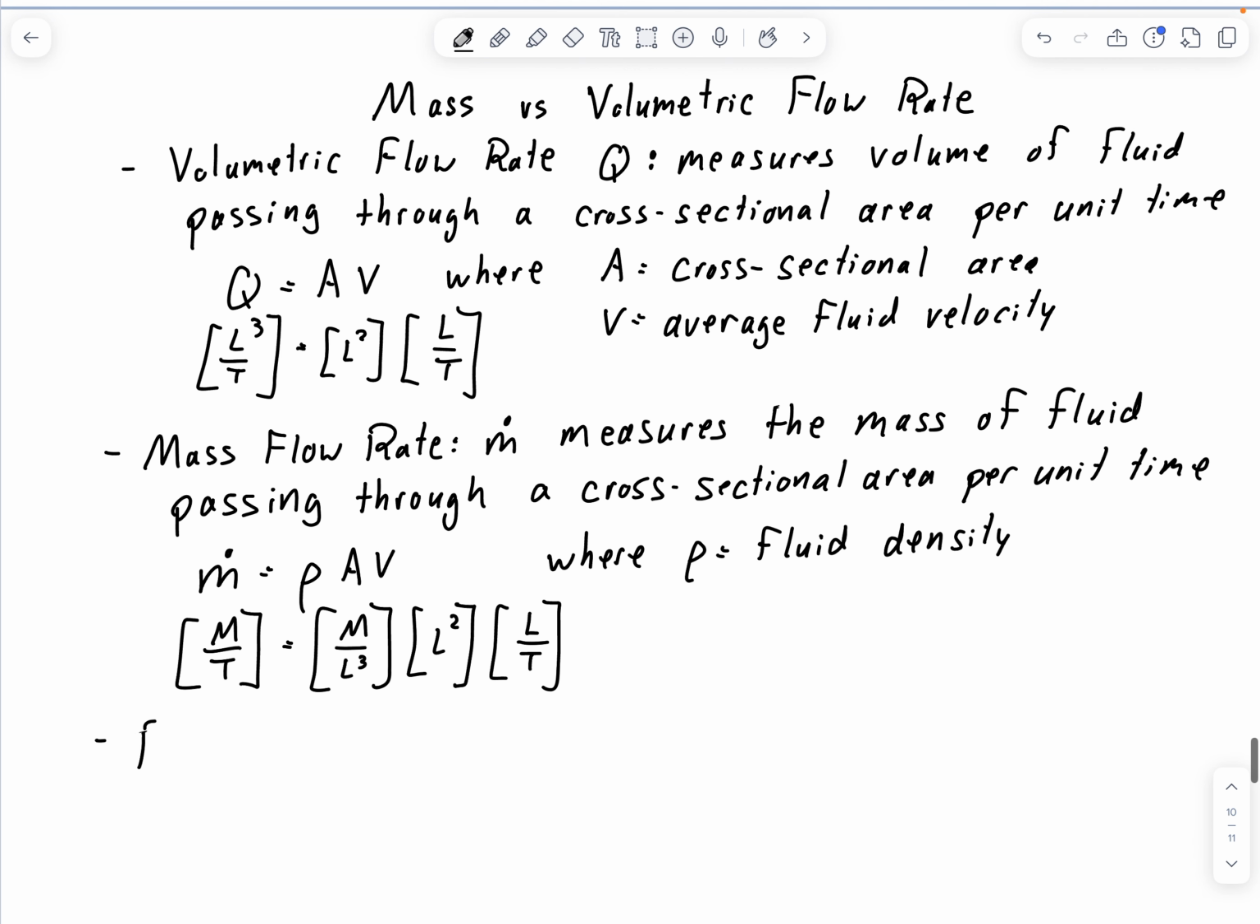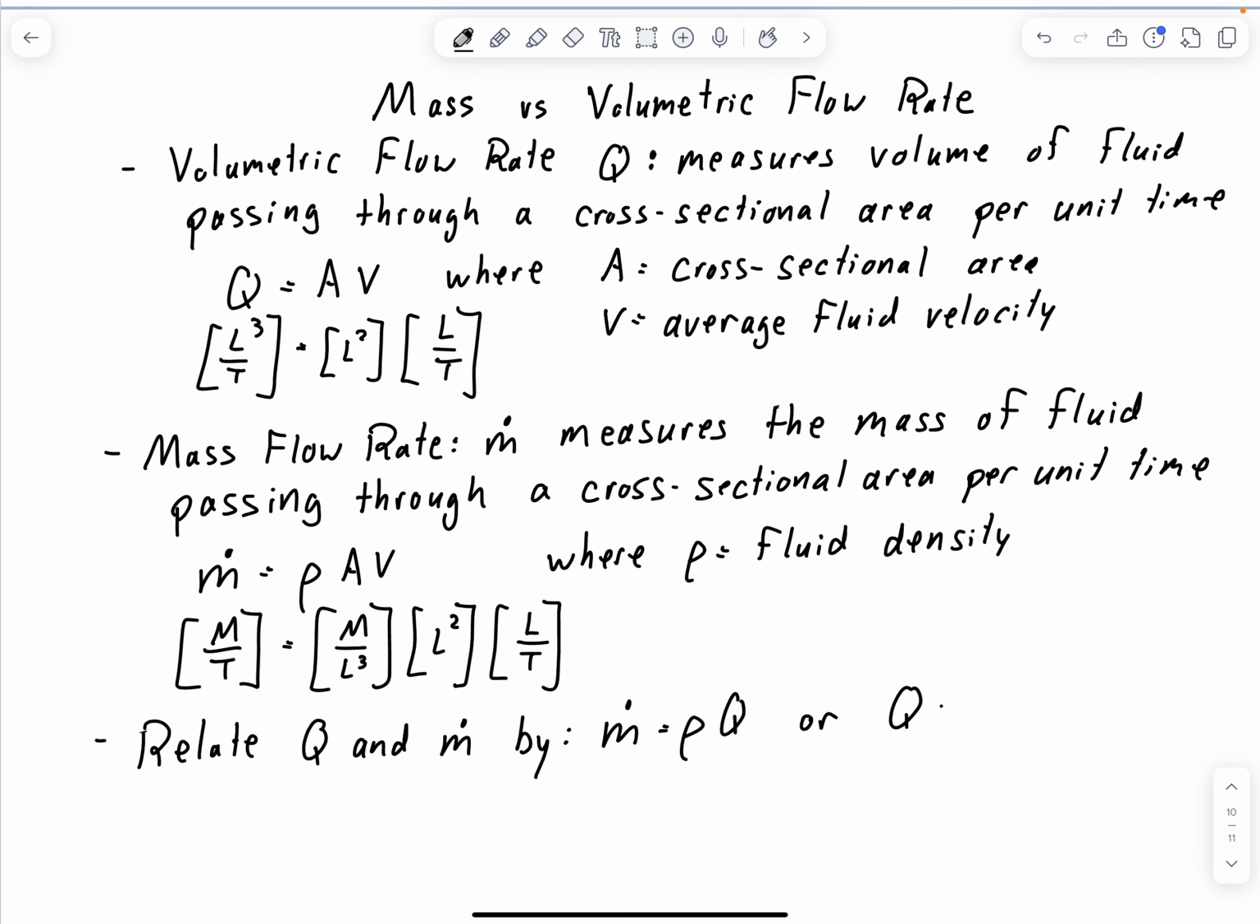Now, it's very important to be able to move back and forth between these two different types of flow rates, and we can relate them quite easily. So we can relate Q and m dot by the following equation. So m dot, you can see, is simply equal to rho times Q, or we can rearrange that as Q is equal to m dot divided by rho.